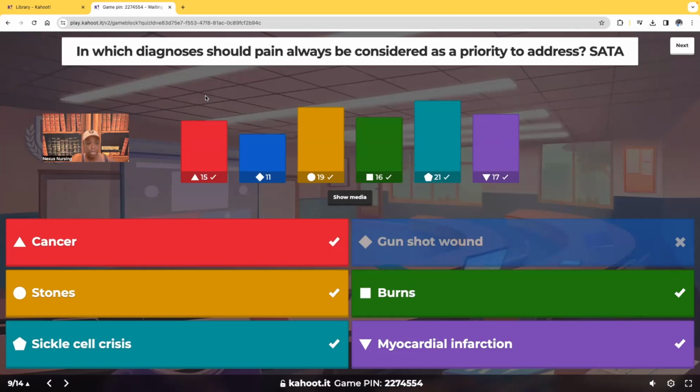Okay. Sickle cell crisis, burns, and myocardial infarction. You better give that patient morphine. All right. Those 5 diagnoses, pain should be considered under everything that falls under physiological needs.